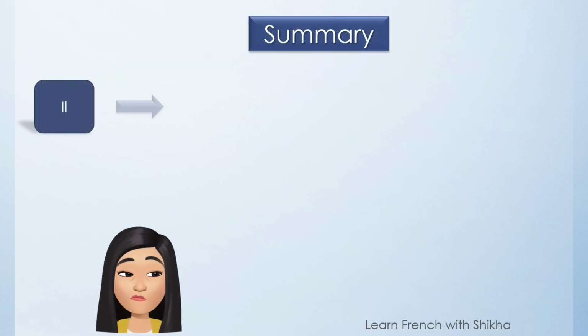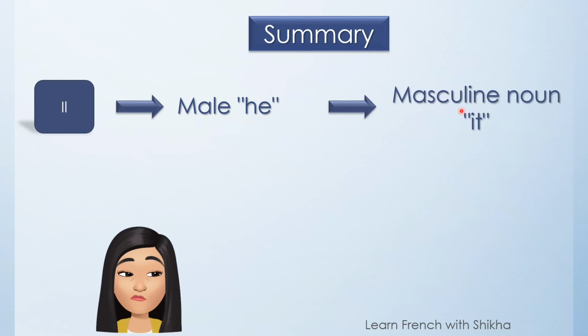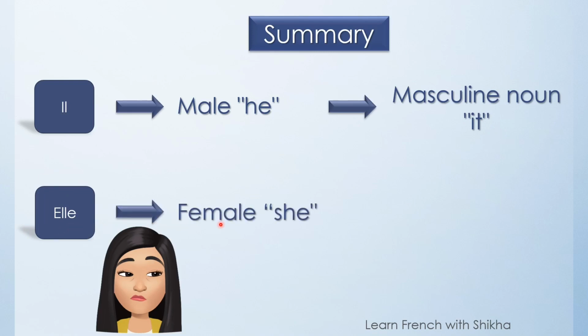Let's do a summary of it. Il, which also means male he. It is also used as masculine noun it. Elle, which also means female she, is used as feminine noun it, whereas il can also be used as impersonal context, that is universal things we are talking about. It can also be used there.